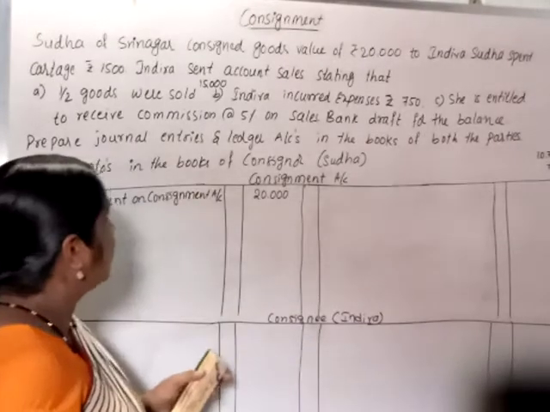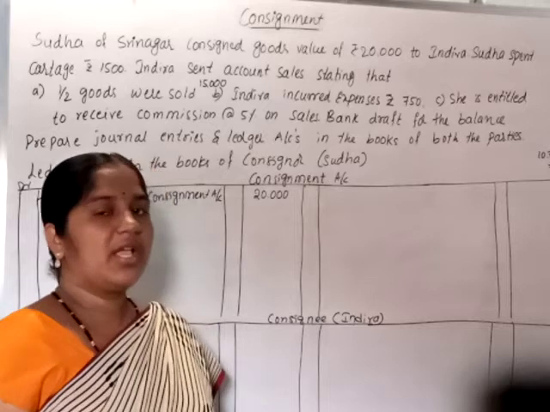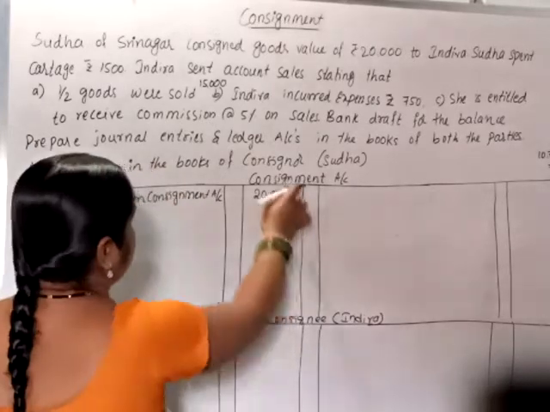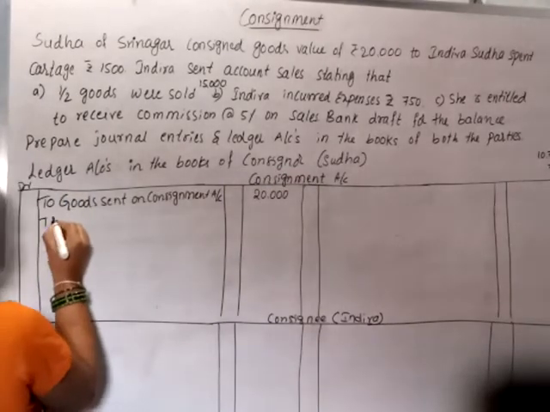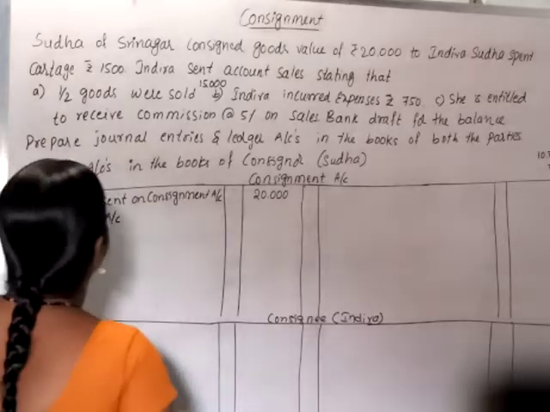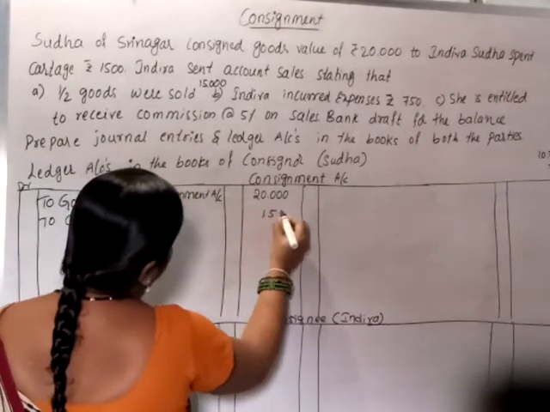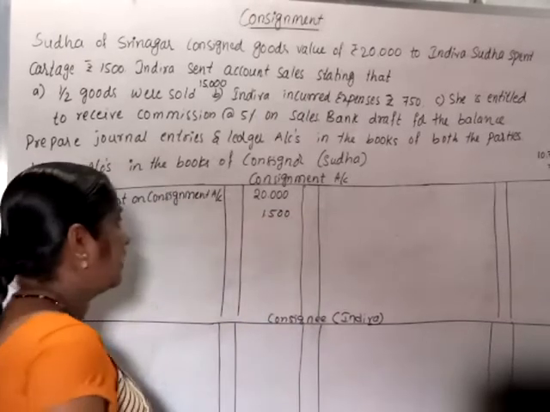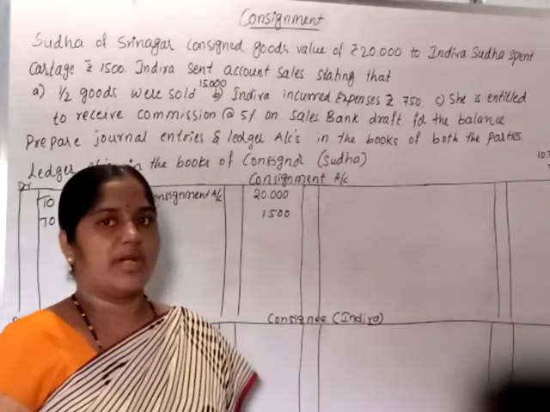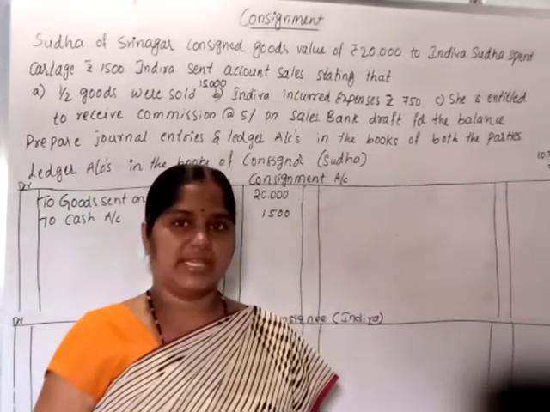Okay. Next one is the expenditure of the consignor. So entry is consignment account debit to cash or bank account. So I am writing here cash. So how much paid as expenditure? 1,500. Okay. Next one. For the advance amount. In this problem there is no advance amount. Okay. And next one. Expenditure of the consignee.